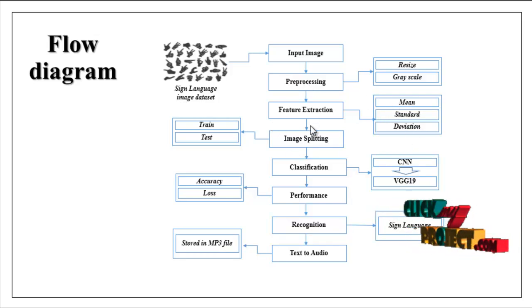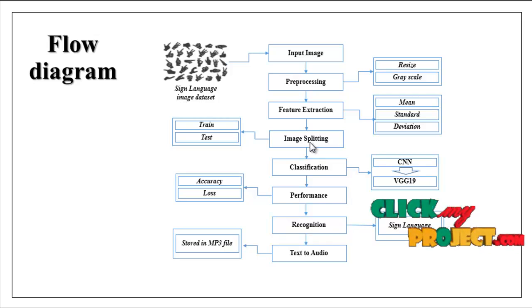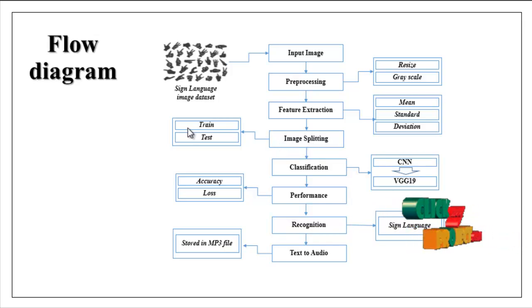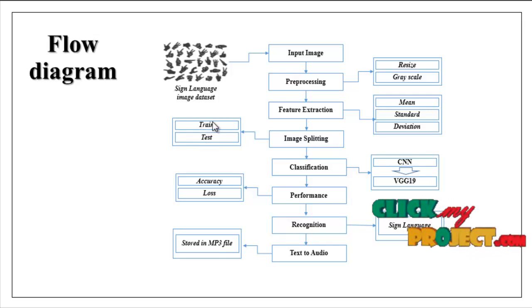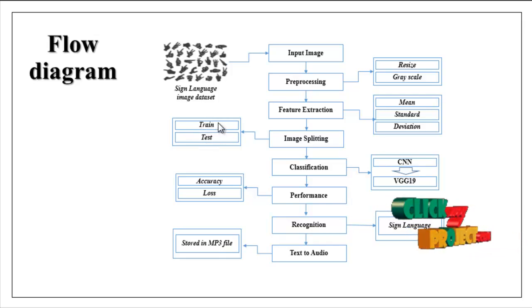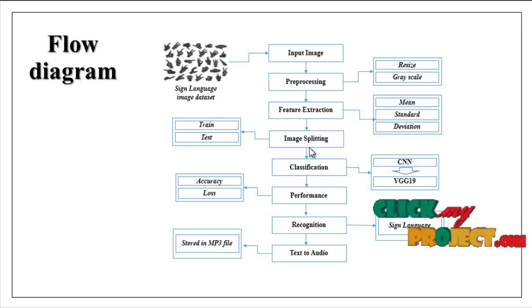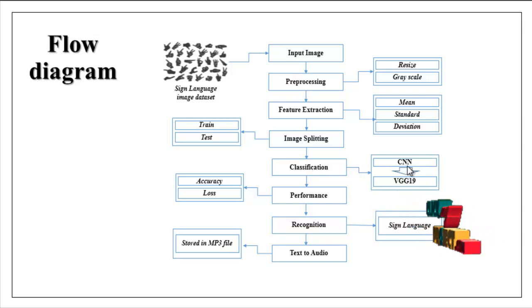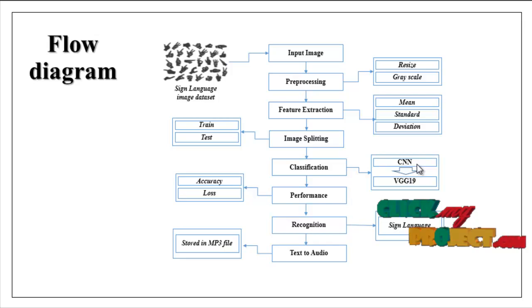Then the extracted features are carried to the image splitting module. In this module we split the whole set of images into test and train. Test is used for prediction and train is used for evaluation. Then the split images are carried to the classification module. In this module we implement a convolutional neural network, that is the VGG19 model.